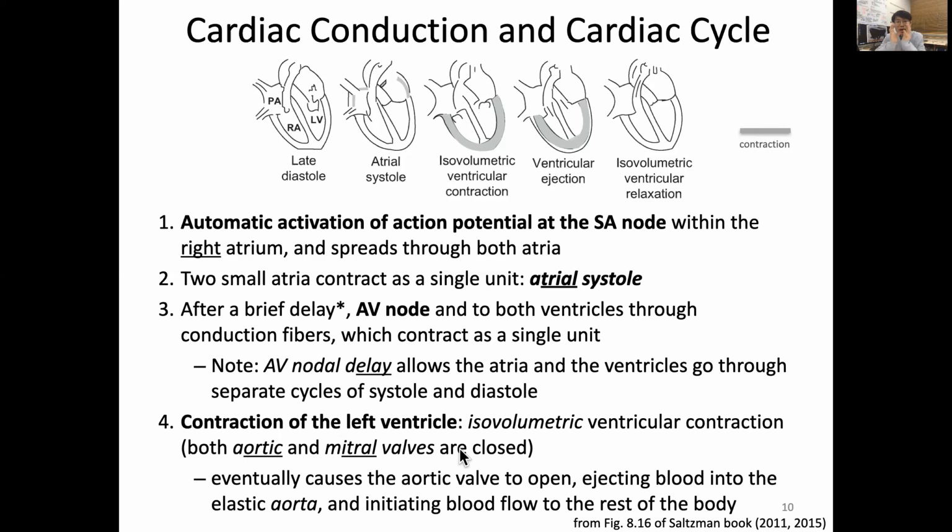And when it contracts, the pressure builds up. Eventually, it causes the aortic valve to open, ejecting blood into the elastic aorta. The aorta, being elastic, keeps the pressure to transmit that pressure through systemic circulation, initiating blood flow to the rest of the body.